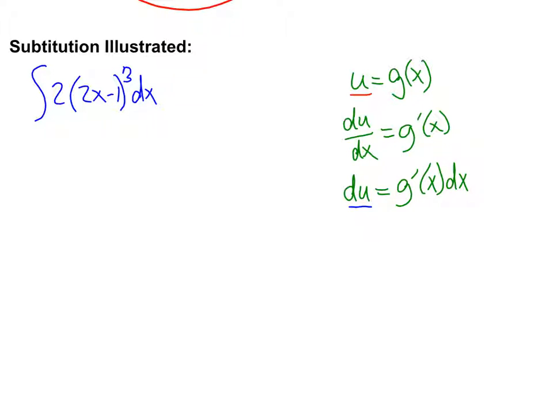If I were doing this integral, I would have pulled the 2 out. 2 times the integral of (2x minus 1) cubed dx. And then when I take the integral, it's 2 times... And then remember, since this was linear, we did the 1 over a times the antiderivative, right? So what would we have done? What would we have gotten here?